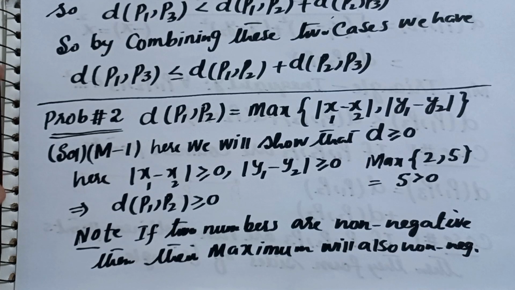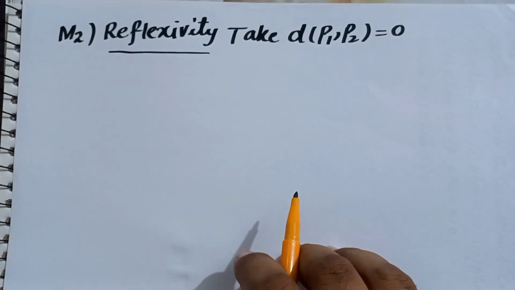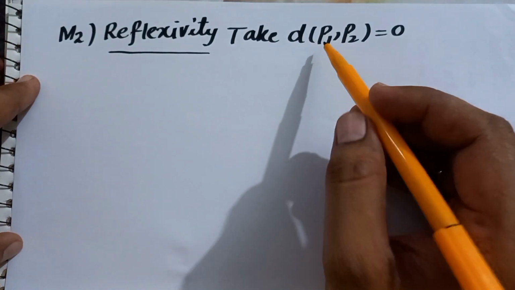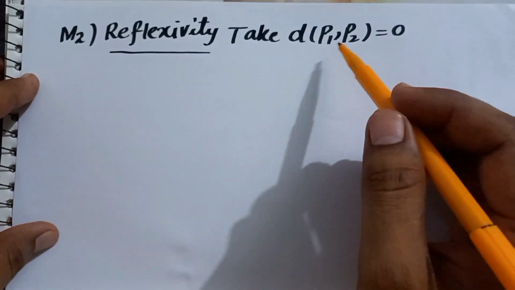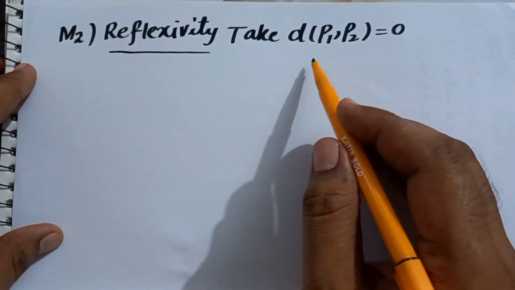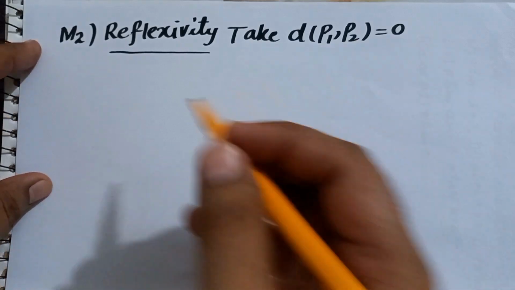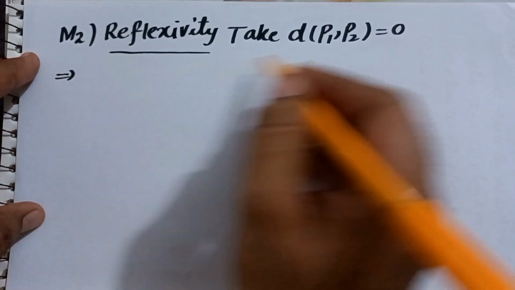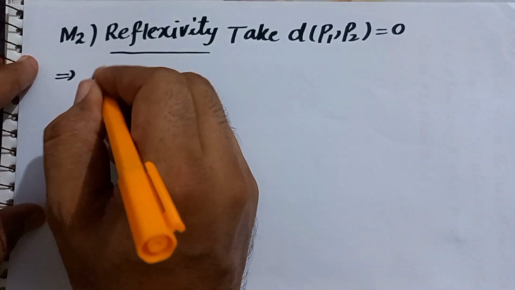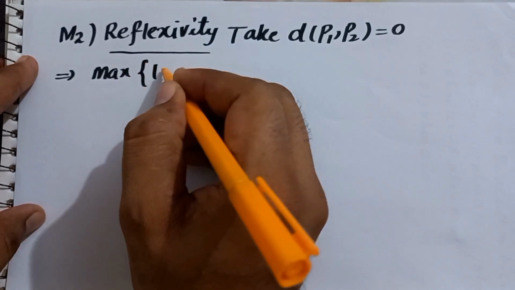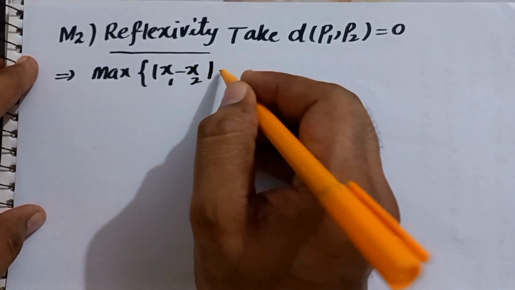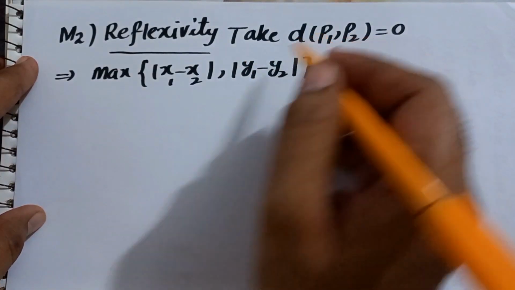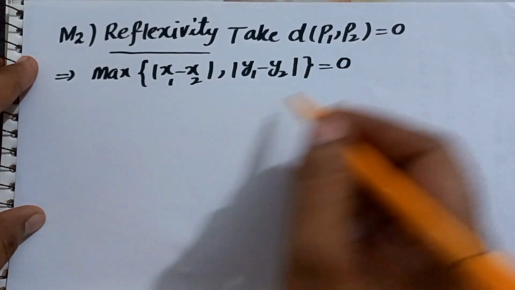Now we move to the second axiom, that is reflexivity. In this axiom we will show that if d is equal to 0, then p1 equals p2, and when p1 equals p2, then d is equal to 0. So we take d equal to 0. This implies, what is the formula of d here? This is the maximum of the absolute value of x1 minus x2 and the absolute value of y1 minus y2. By using the formula of d, this is equal to 0 because d is 0.